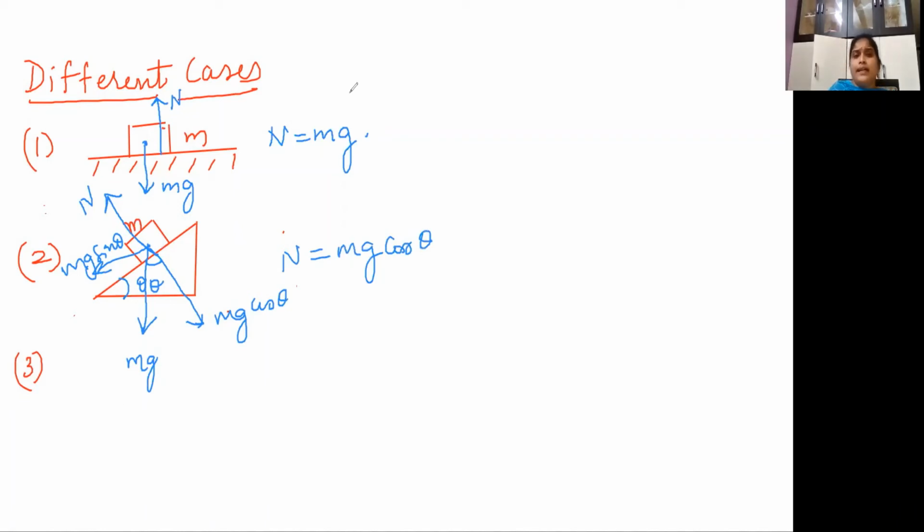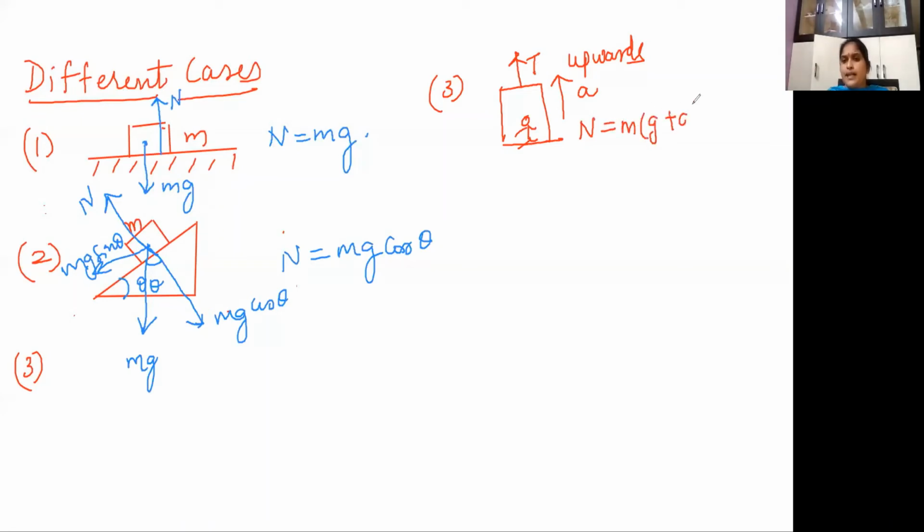Okay, now we'll take the third case. In the third case, we take the lift. Already in Newton's laws, we had the idea about the lift. So what is the concept here? If a lift is moving upwards with an acceleration a, then tension will be acting. The person experiencing the upward force in the lift has an apparent weight, which is the normal reaction, that is m into g plus a. That is the formula.